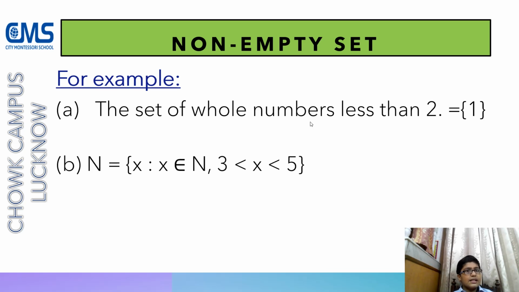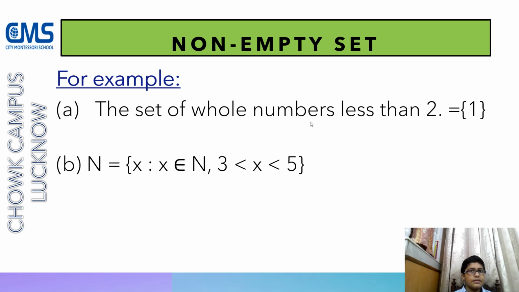Singleton set. A set which contains only one element is known as a singleton set. For example, A equals {x : x is neither prime nor composite}. It is a singleton set containing one element, that is, 1. B equals {x : x is a whole number and 1 is greater than x}. This set contains only one element, 0, and it is a singleton set.